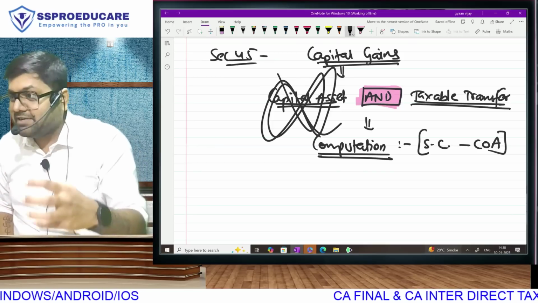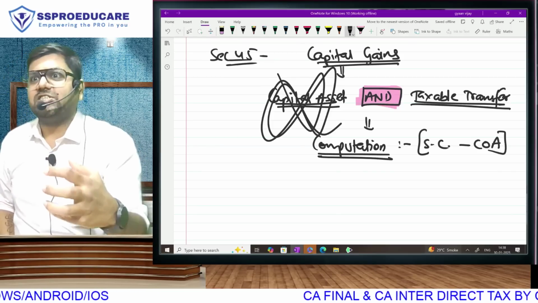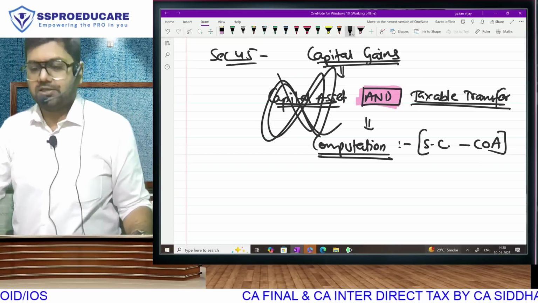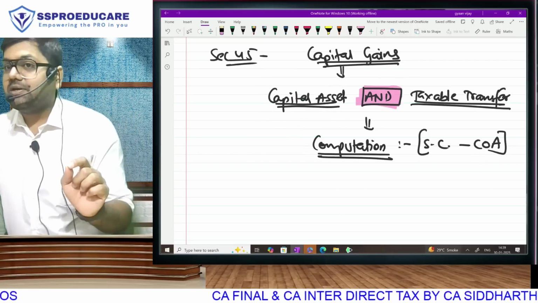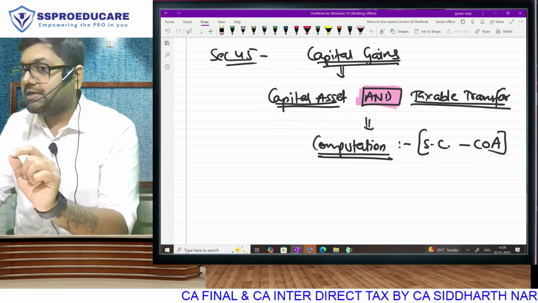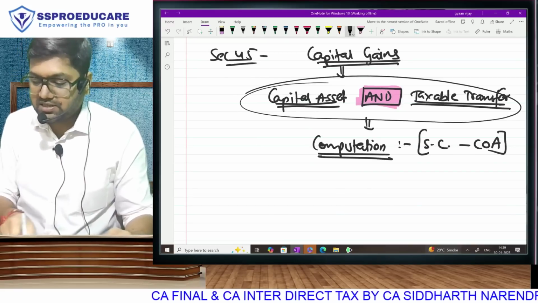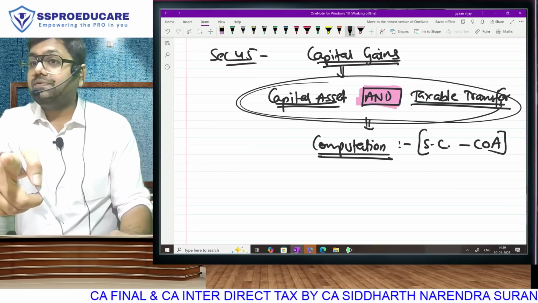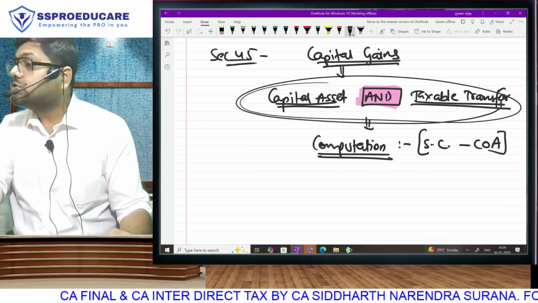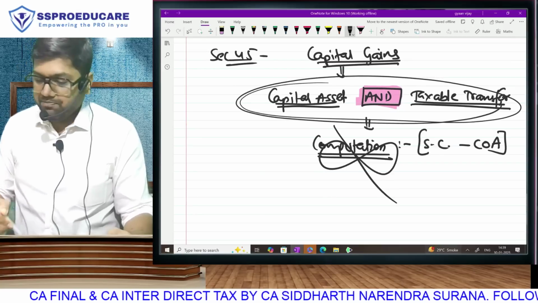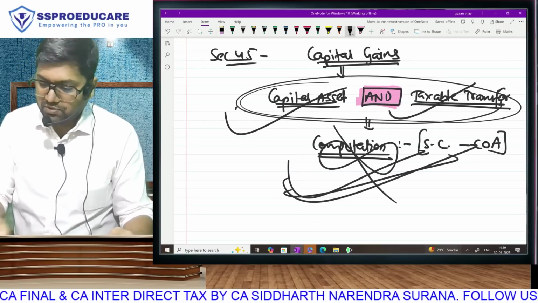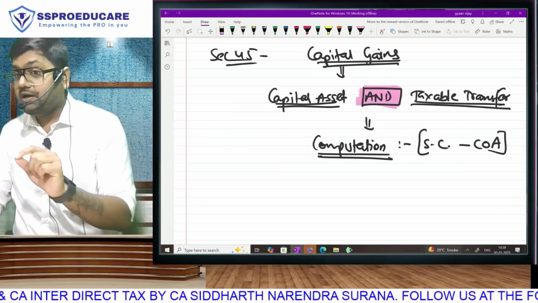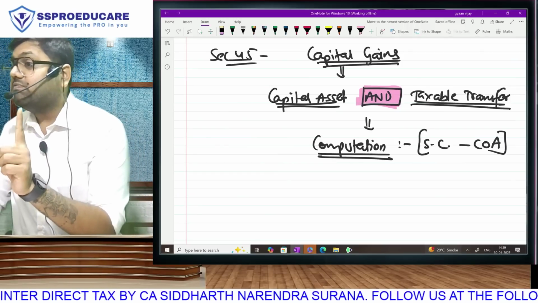Capital gain will be activated, triggered, arise only if the asset is a capital asset and the transfer is a taxable transfer. If the asset is not a capital asset or the transfer is not a taxable transfer, if any one of these conditions is dissatisfied, then I will throw the word exempt out of the window. We will say capital gain does not arise. So no question of this. This will happen only when both these conditions are fulfilled. If any one of the conditions is dissatisfied, you won't say exempt. You will say does not arise.